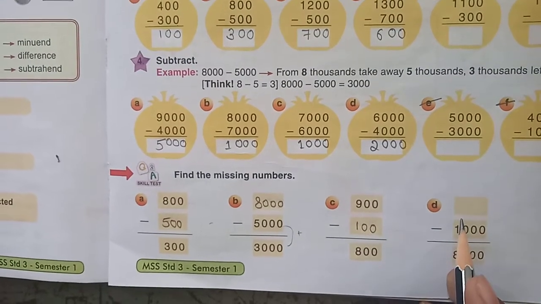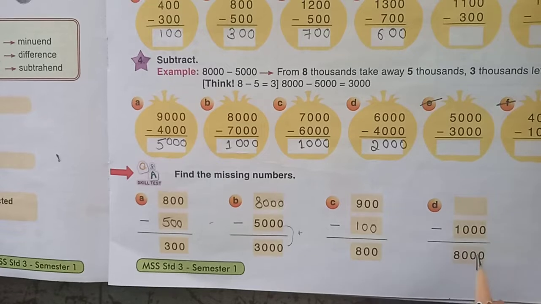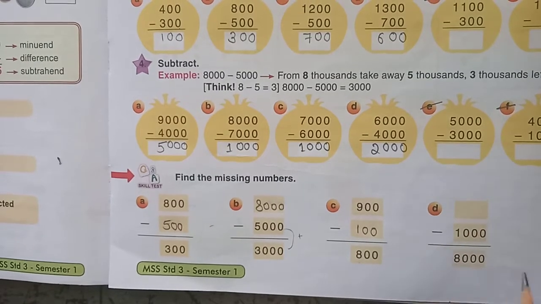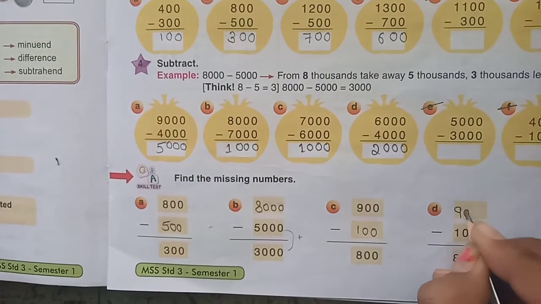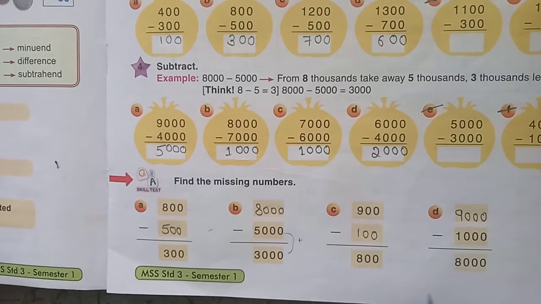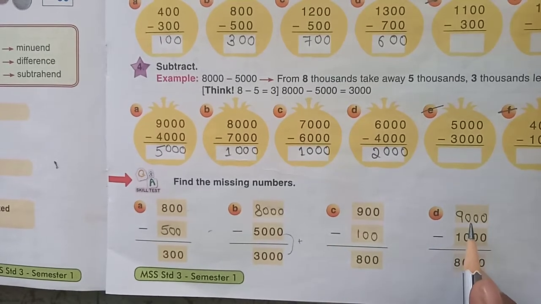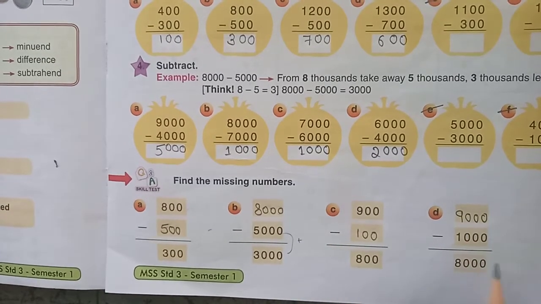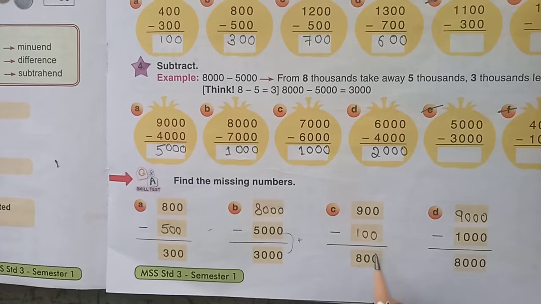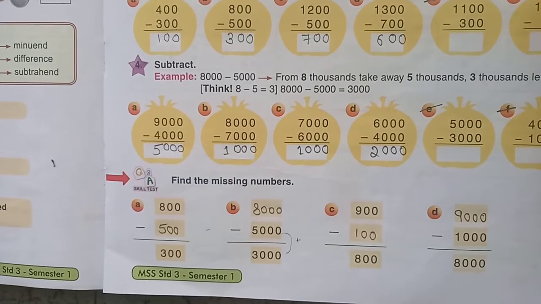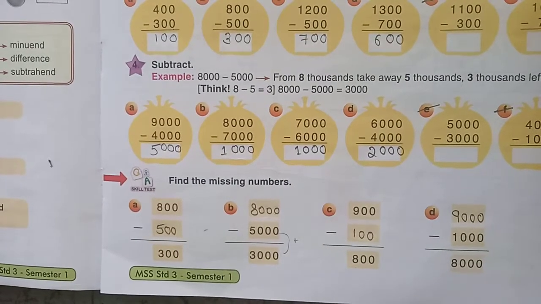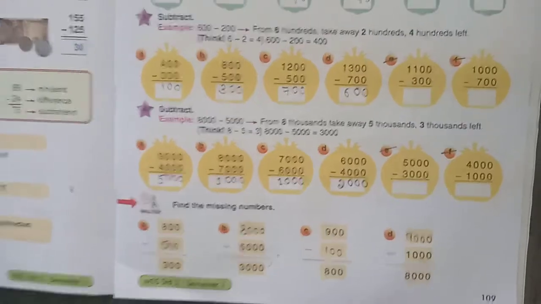Now, to get this number, what do we have to do? We have to add this one. 8 plus 1, 9,000. Okay. To get a minuend, we have to add these numbers. To get a subtrahend, we have to subtract these two terms. Okay children, like this you have to follow the steps to get a missing addend.